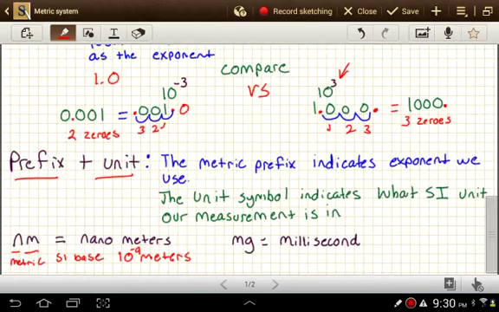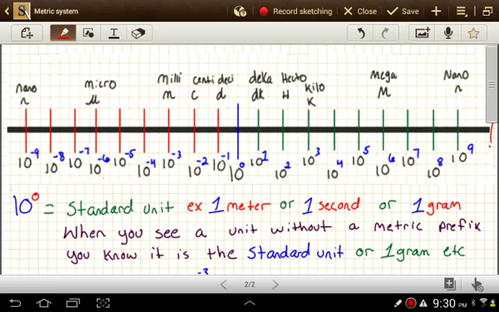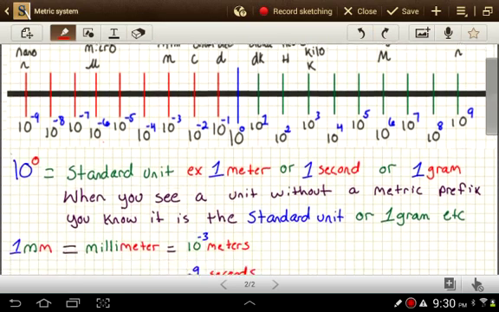We come back down here. Here's another example. We have milliseconds. Milli, again, is the metric prefix, while second is the SI base unit. Well, what is a millisecond? Milli, like we said, is 10 to the negative 3, so that's 10 to the negative 3 seconds. That's how many seconds I have. We've come up over here. Here's the number line again.